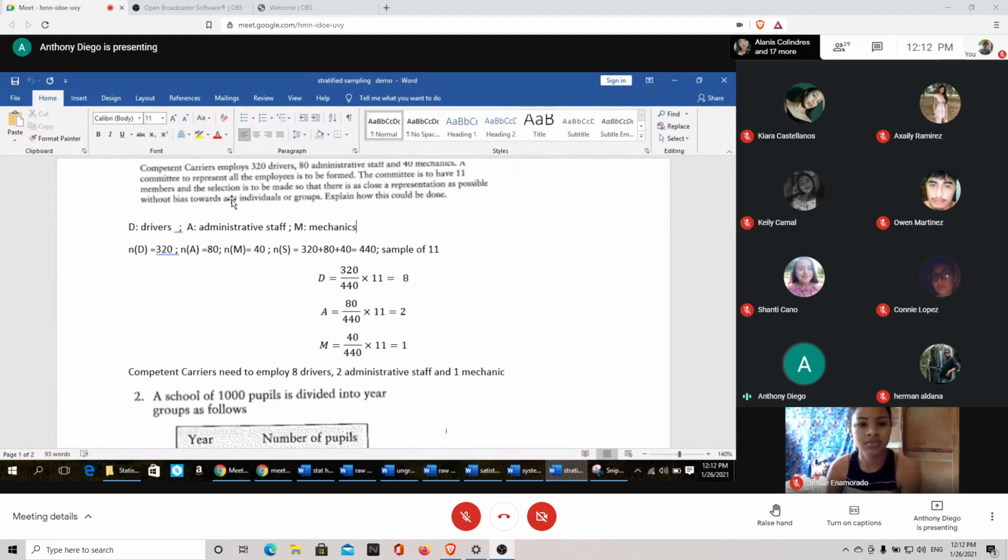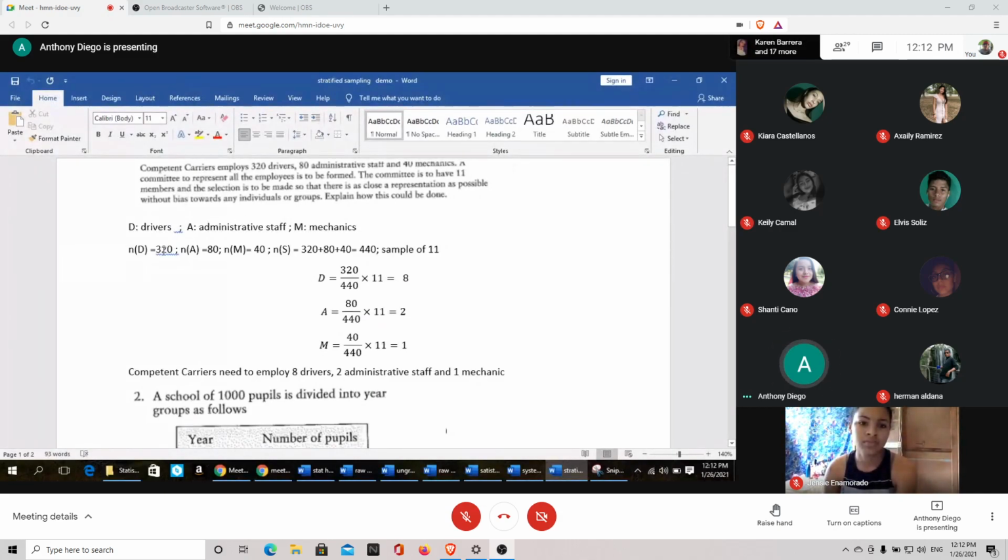Now, Competent Carriers is the company there, and they have employed 320 drivers, 80 administrative staff, and 40 mechanics, which constitute Competent Carriers. What I did here, I used a capital D to represent the drivers, a capital A to represent administrative staff, and a capital M to represent the mechanics.